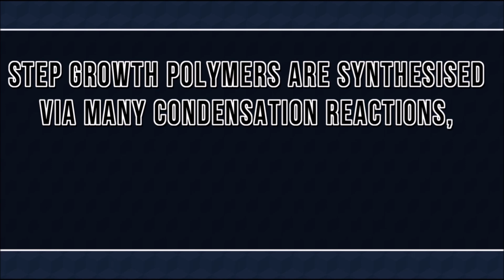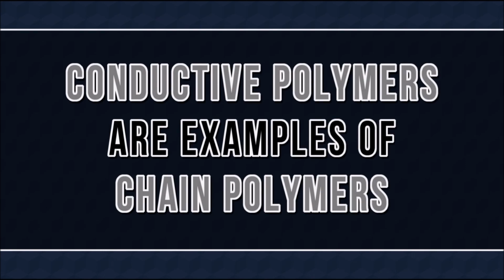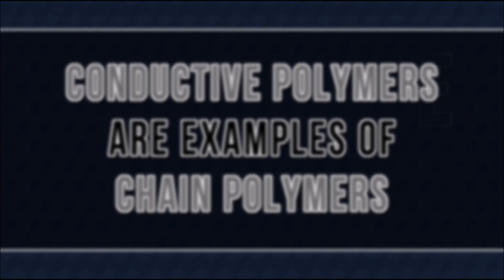The second category is step growth polymers. The mechanism of synthesis for these polymers involves a lot of simultaneous condensation reactions, and the monomers must contain reactive end groups. The conductive polymers we'll be looking at are chain polymers, for reasons that will become apparent shortly.